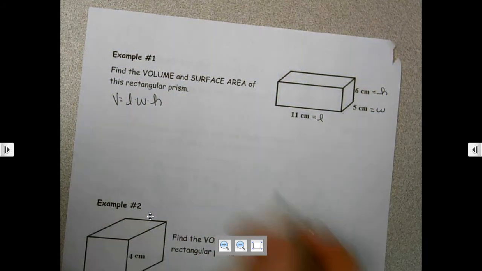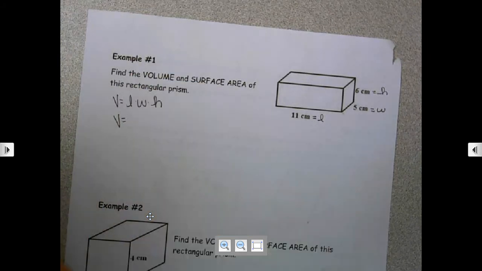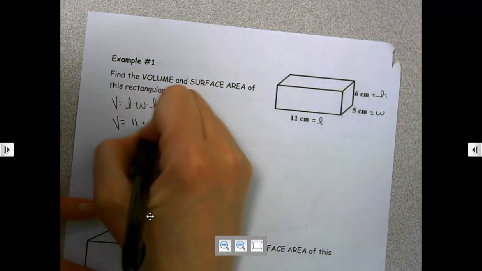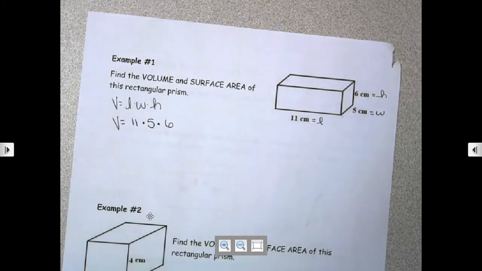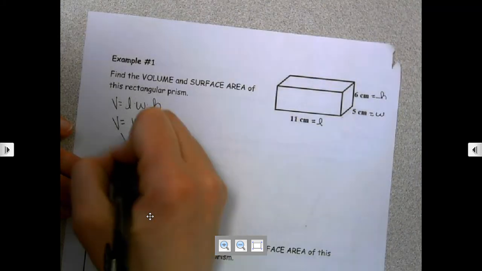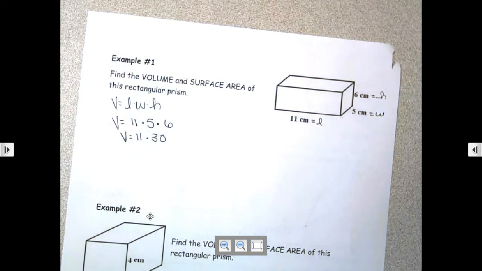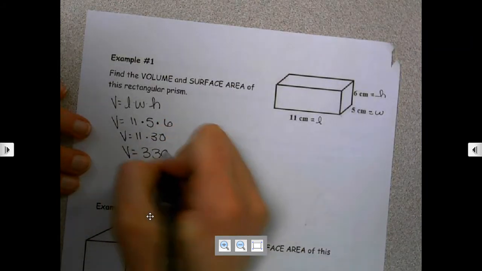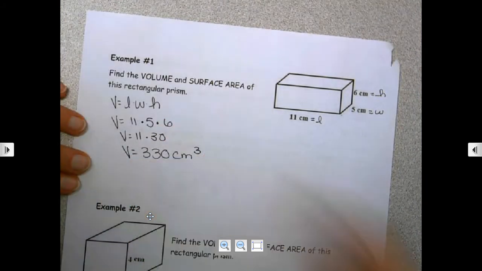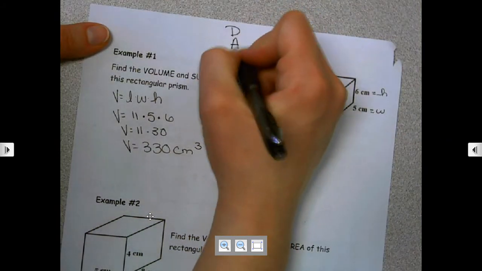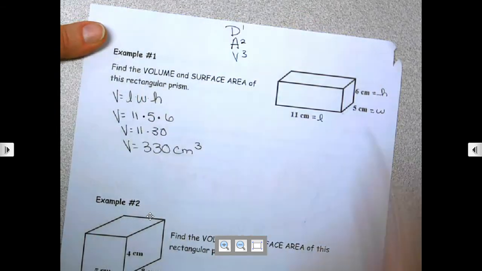Okay, so I'm going to replace everything that I have. I have the length as 11. So we're going to times 11 by 5 by 6. Okay, and you can go ahead, use your calculator, but I do know that 5 times 6 is 30 times 11, and that is going to get a volume of 330 centimeters cubed. Okay, volume is measured in cubic units. We want to remember DAVE: distance, area, volume.